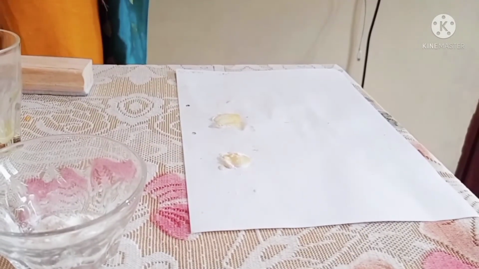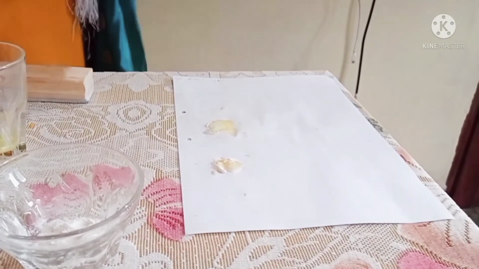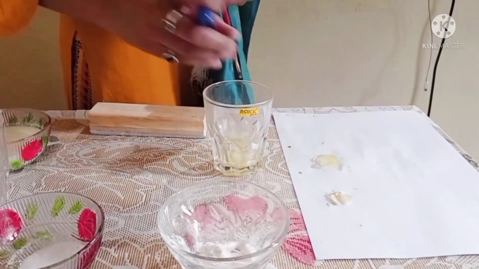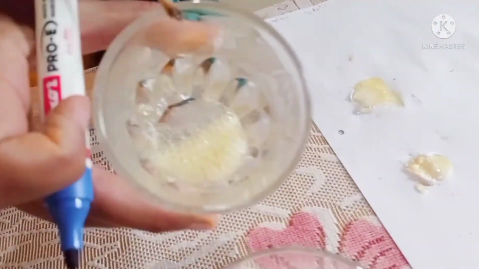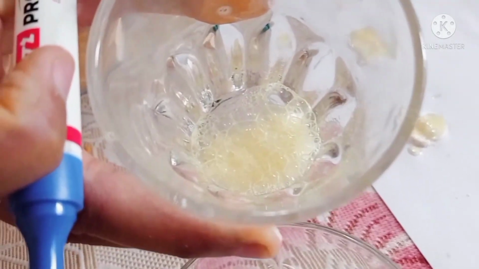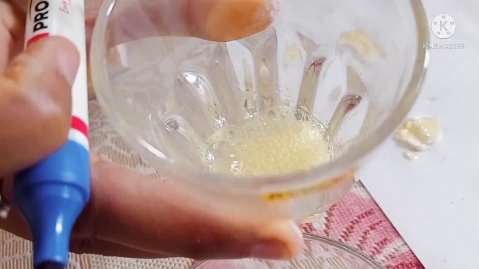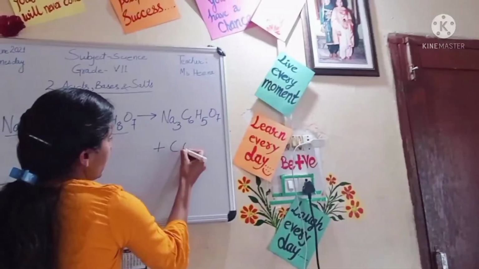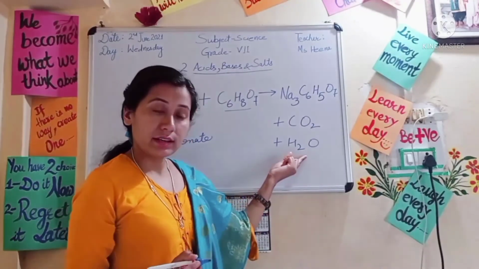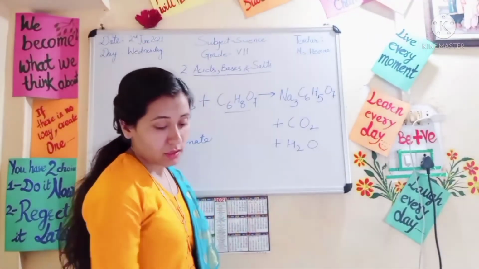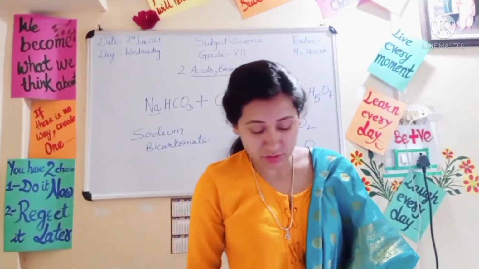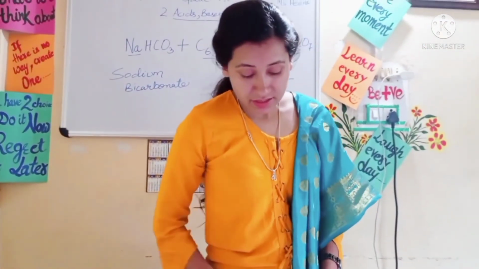Here also you can see, if I put this pinch into it, bubbles are coming. These bubbles are of carbon dioxide. These bubbles show the presence of carbon dioxide. So CO2 is carbon dioxide and H2O is released. So these bubbles, or we can say effervescence, show the presence of carbon dioxide.